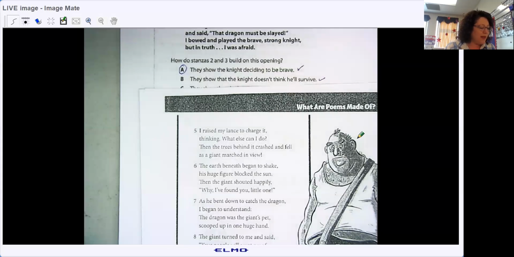The earth beneath began to shake. His huge figure blocked the sun. Then the giant shouted happily, "Why, I found you, little one."